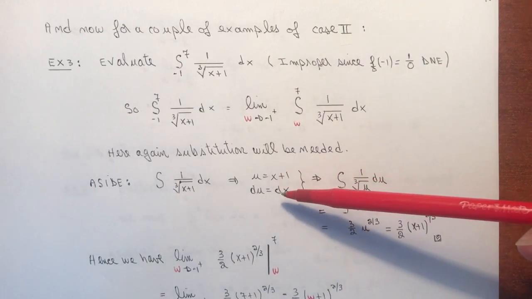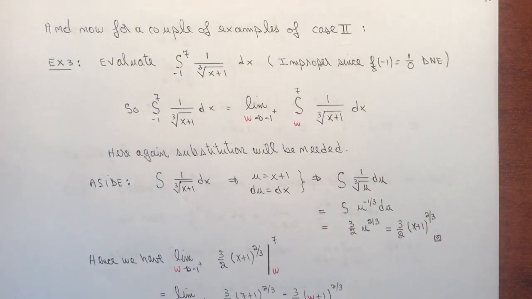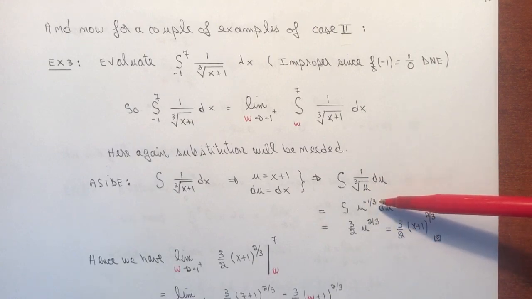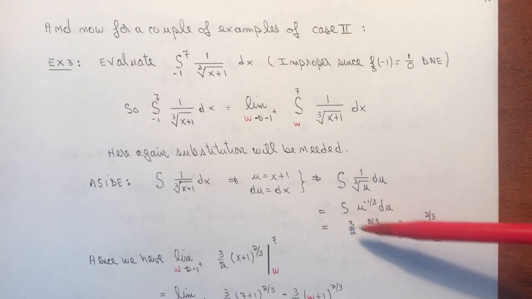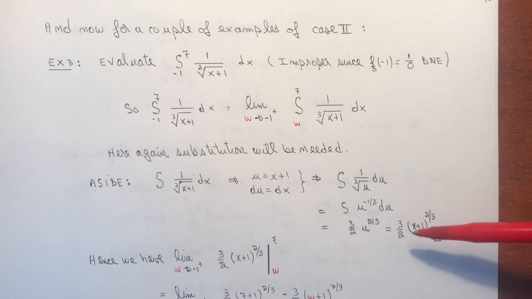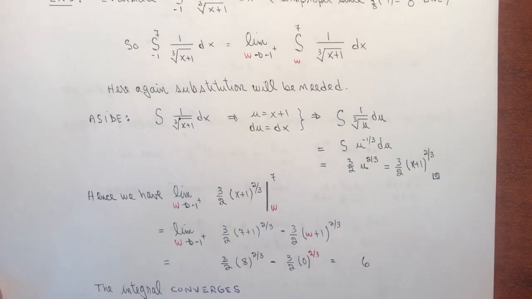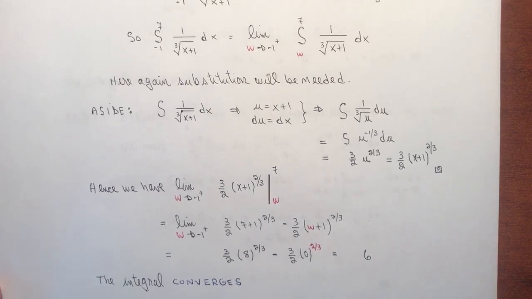So u is x plus 1, du is dx. And we integrate 1 over u to the 1/3, bring it up. u to the minus 1/3, plus 1, plus 1, 3/2 u to the 2/3, that's 3/2 x plus 1 to the 2 over 3. Again, we forego the plus c because this is actually a definite integral coming up with its limit.